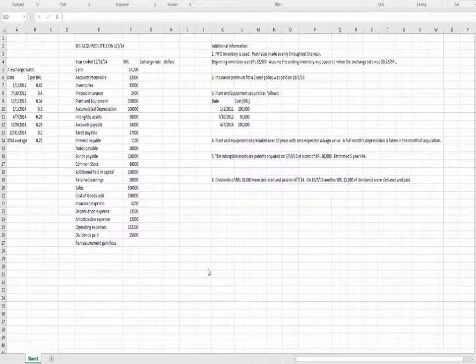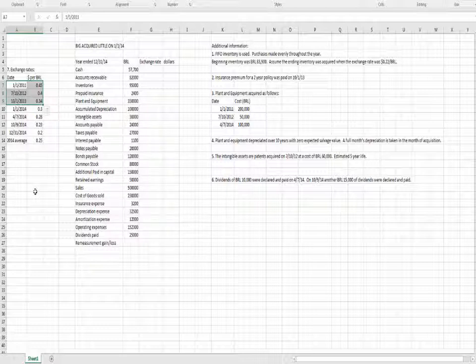Okay, let's go ahead and go through the solution to the additional remeasurement problem. Again, here we have a trial balance denominated in Brazilian reals. The subsidiary Little was acquired by Big on January 1st, 2014. That date is critical. In this example, you're given a bunch of exchange rates for pre-2014. Those rates are irrelevant.